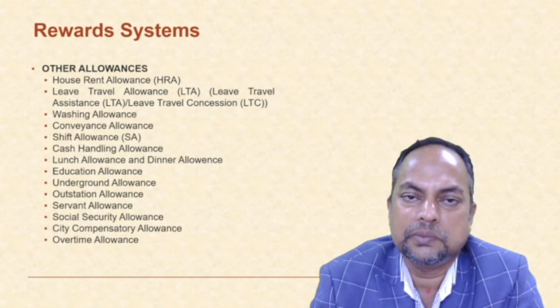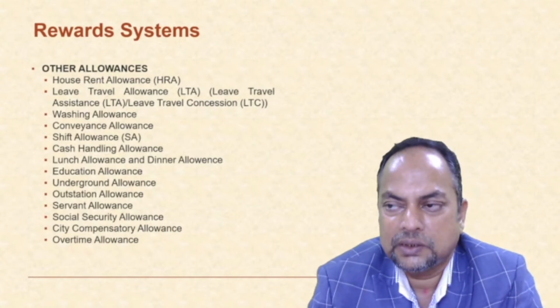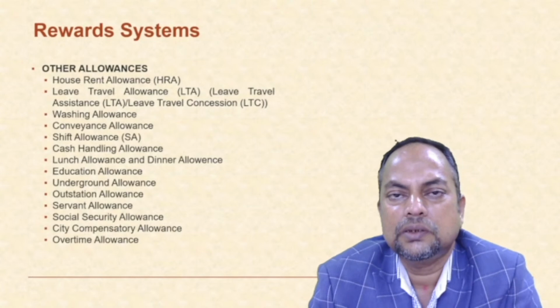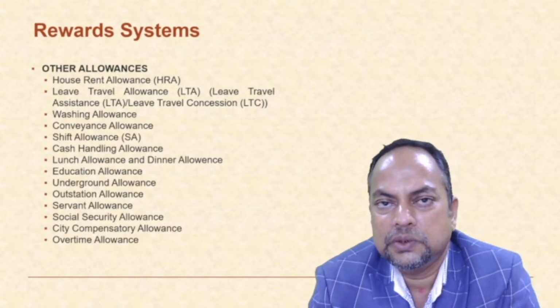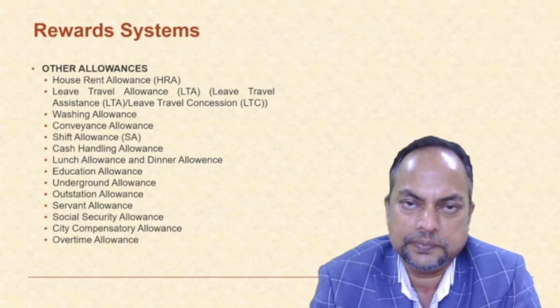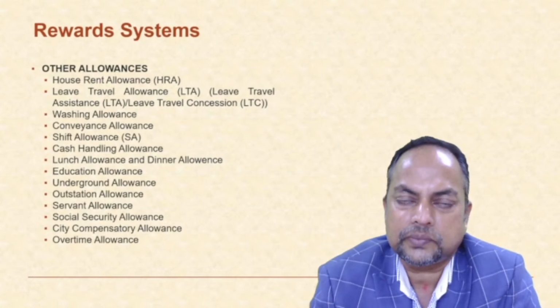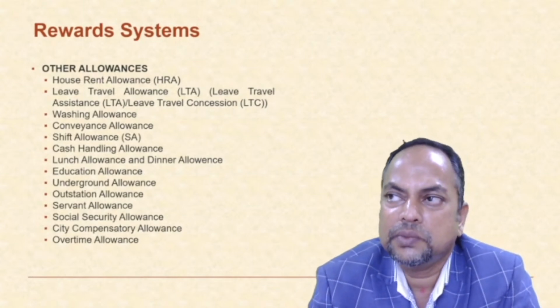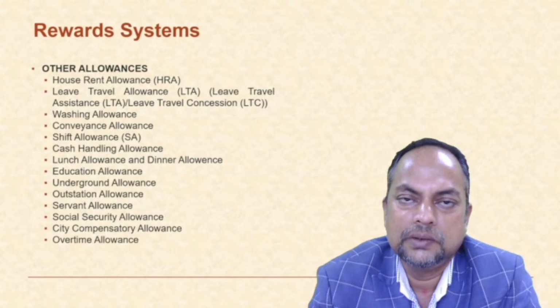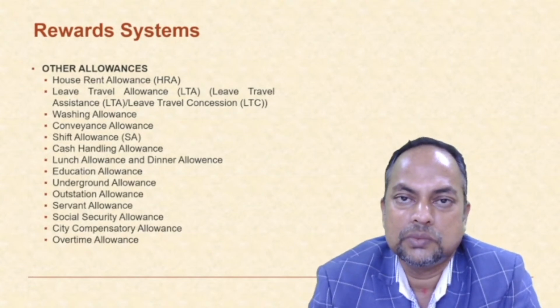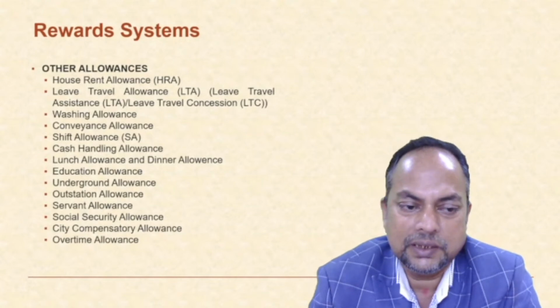To talk of city compensatory allowances, we have discussed that before also. Nowadays the cost of living index of different cities are different. They do vary, right? So these city compensatory allowances are provided based on the cost of living index of a particular city to the employees to enable them to cope with the kind of changes, right?